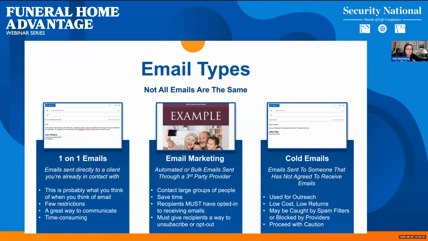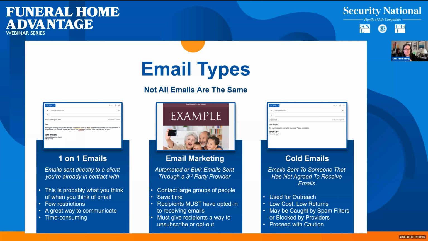So next is email marketing, which is what we're going to be focused on today. So email marketing is automated or bulk emails sent through a third-party provider. You can use this to contact large groups of people at the same time. And it's a really great way to save time because of that. But your recipients must have opted into receiving those emails. And also you have to give a way for those recipients to unsubscribe or opt out of your emails.